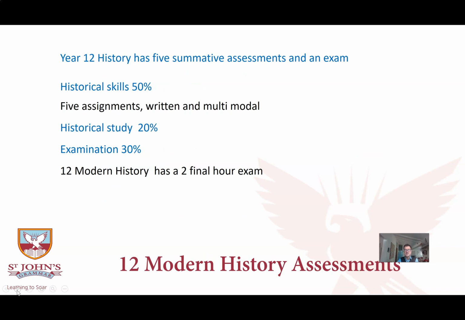The students in Year 12 history do 5 assignments to demonstrate their historical skills. They do an historical study of their own choice, and they finish with an external examination.